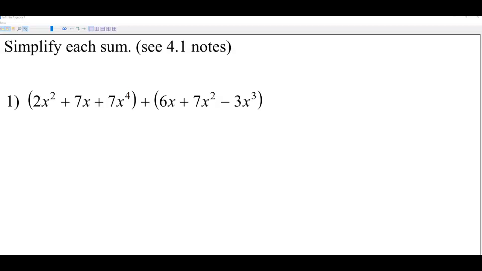Okay guys, our last review day we're going to be focusing on working with polynomials and just reviewing all the things we can do with those. Number one is we're going to be adding two polynomials together. To do that, you basically combine like terms.